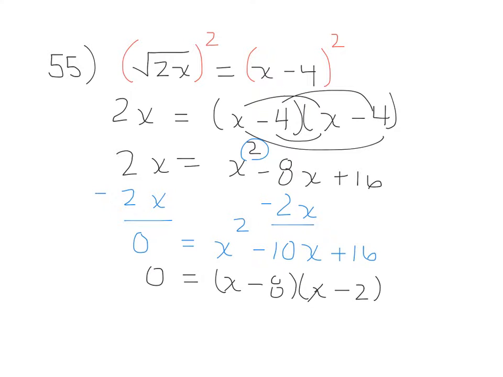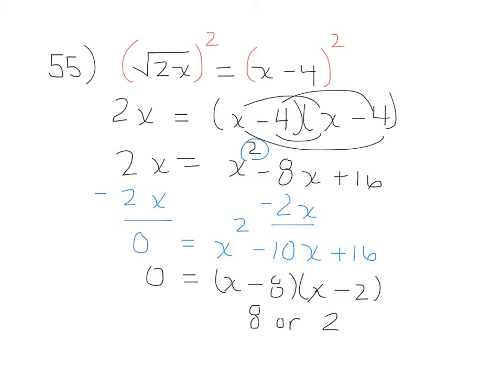So now we have two things multiplied together. If either of those two things was 0, then we would get a product of 0. So for this first binomial, if you replaced the x with 8, you would get 8 minus 8 is 0, and 0 times anything is 0. In the second one, if you replaced x with 2, you would have 2 minus 2, and that would be 0, and 0 times anything is 0.